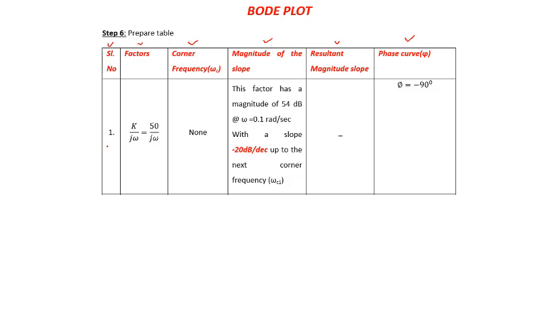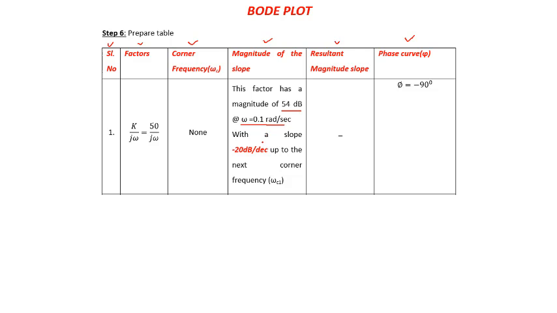So serial 1, factor 1 is k divided by jw, where we are using the k factor and jw factor. So it is a k divided by s type also. Here s is replaced by jw, hence it is k divided by jw, where the k value is 50, so 50 divided by jw. It doesn't have any corner frequency, hence none here. As we have done in step 5 already, this factor has a magnitude of 44 dB that we have already found out at omega equal to 0.1 radians per second.